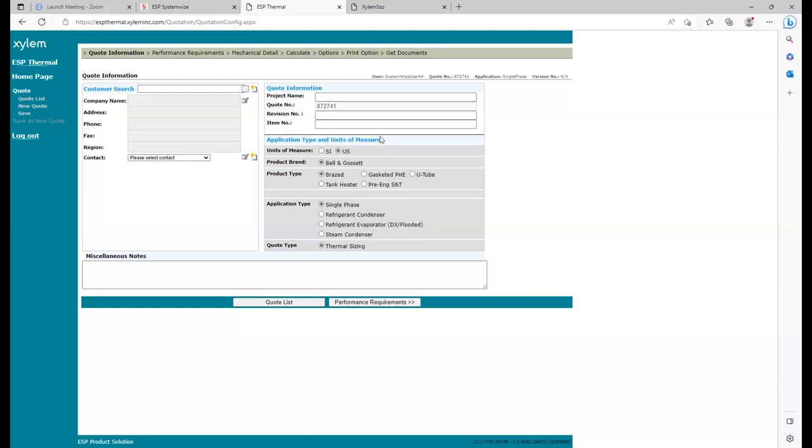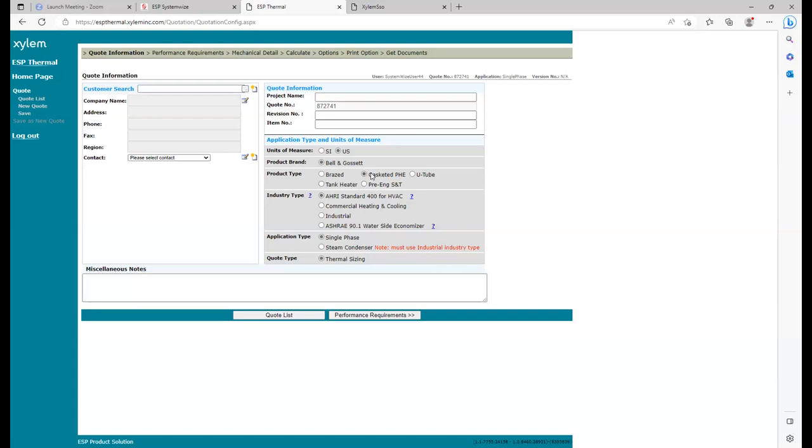As you'll notice, if I select the gasketed plate frame heat exchanger, this gasketed PHE, then it gives us the AHRI 400 as the default option. And so from down here, you can go down and make your selections. Just wanted to show you that. If you did use it as a steam condenser, you'll notice it'll bring us to the industrial type.